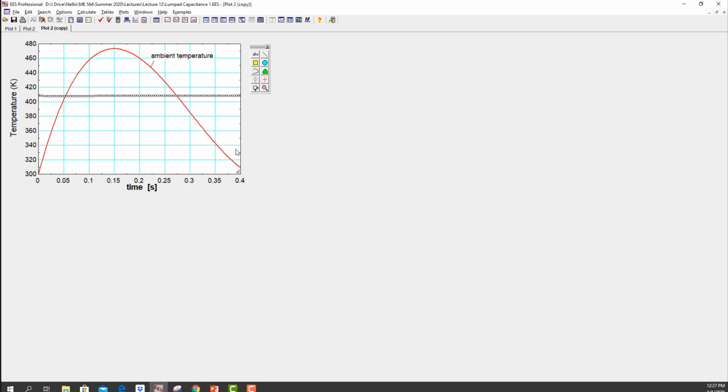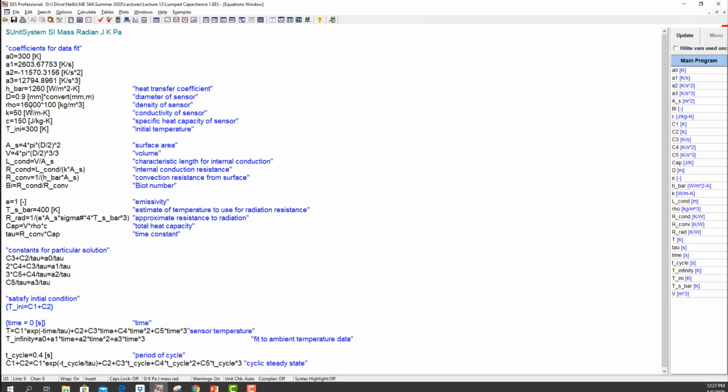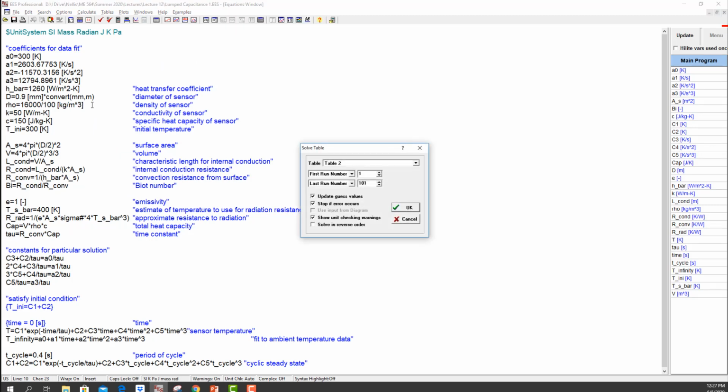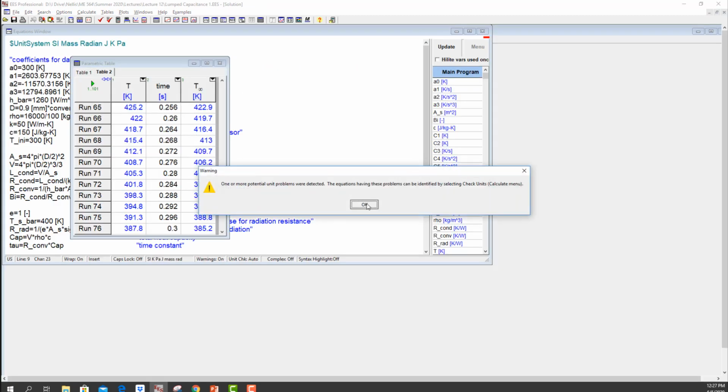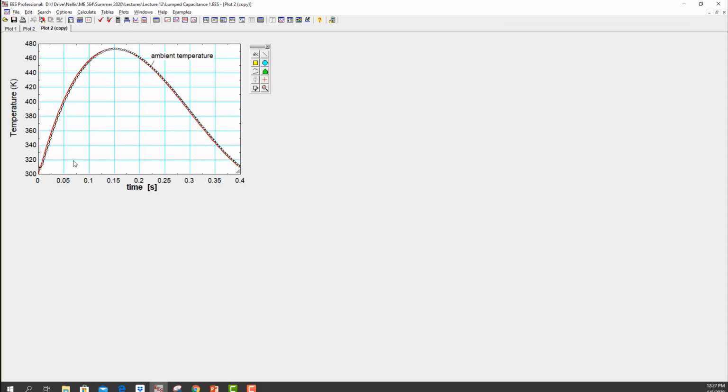If I make the time constant really small, so now instead of multiplying by 100, let's divide by 100 and solve. What I should see is that now my object follows right along with the ambient temperature. So not much attenuation or phase shift anymore. Now the time constant is really small relative to the period of the forcing function. Okay, so that is the analytical solution.